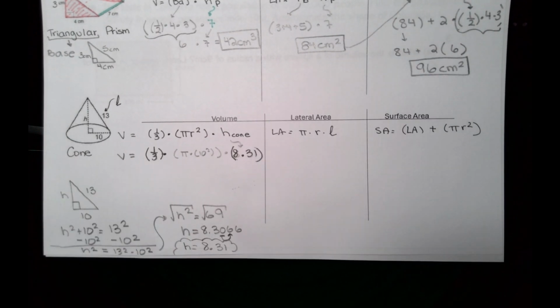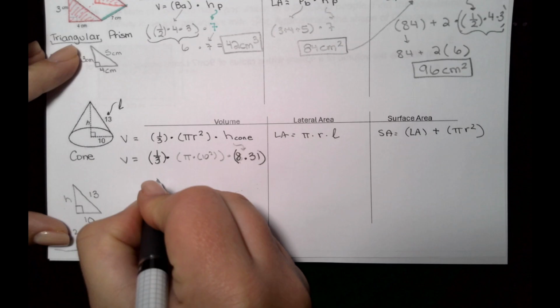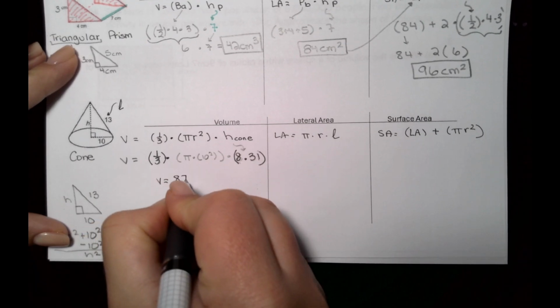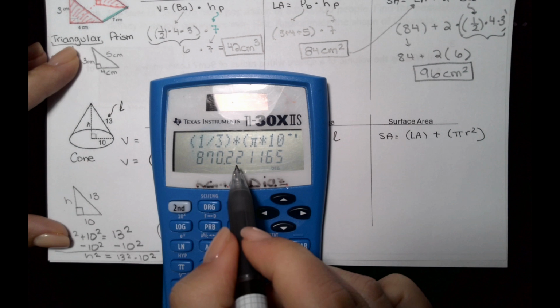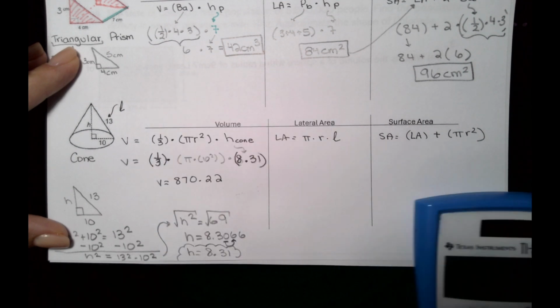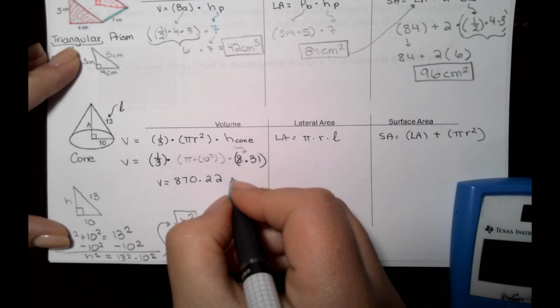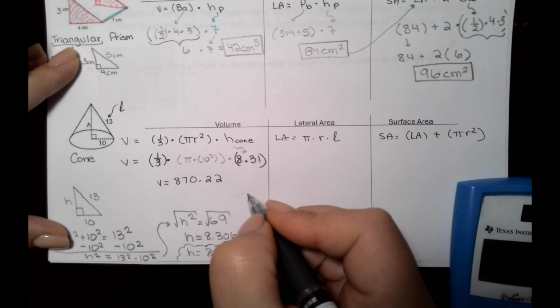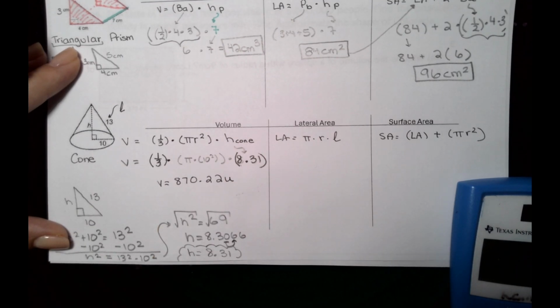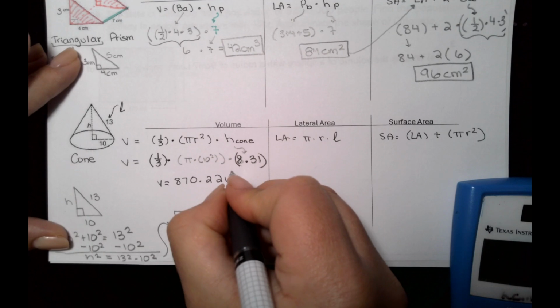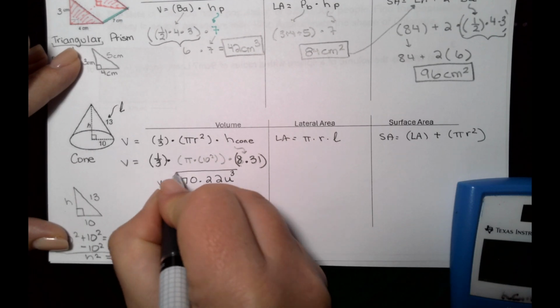Now again, it is asking you to round to the hundredths place. Hundredths place means 2 decimal places, 870.22. Next number we have after the second number is 1, so we're going to keep it at 2. Units are not provided, but that means you still have to write a U for units. Even though units are not given, U for units. Volume is always cubed.